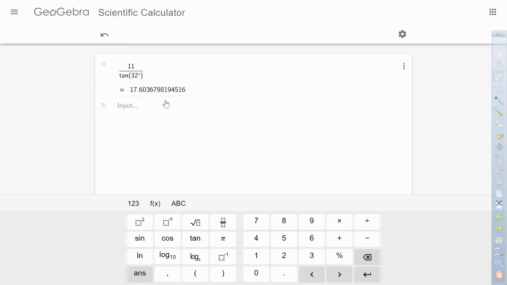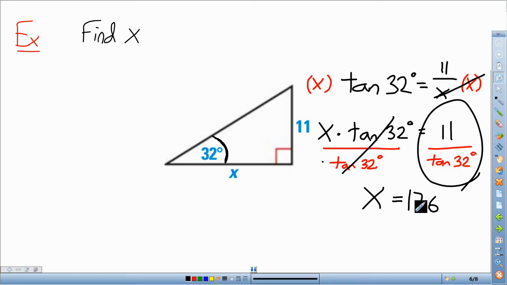This GeoGebra, it did it for me perfectly without me having to really fuss with anything. So that's why this thing's kind of nice. Okay. But if you have your own personal calculator, you might need to learn how to use it. Okay. So again, if you're not getting a 17.6, come talk to me and I can help you out. Okay, cool. So yeah, that's finding that missing side.